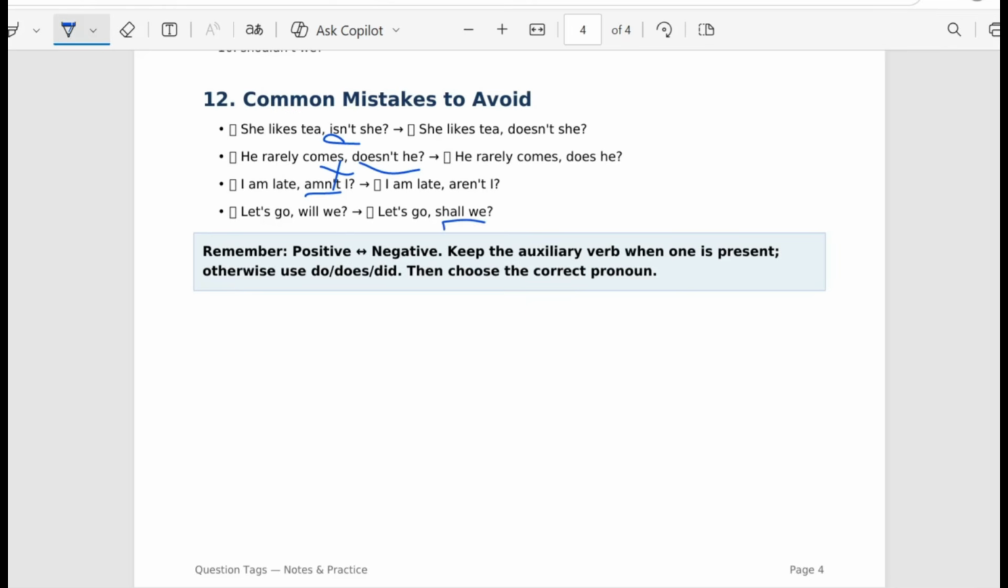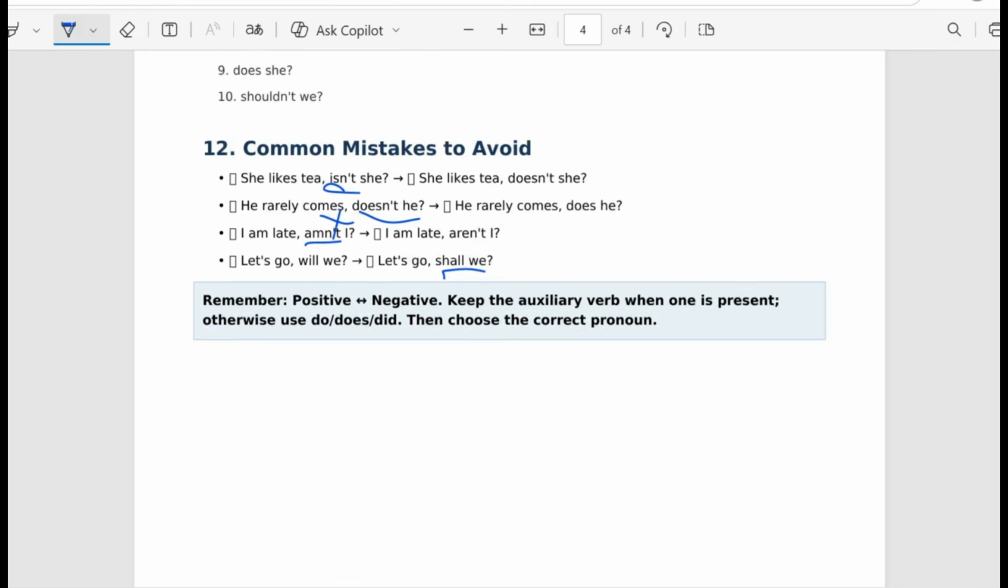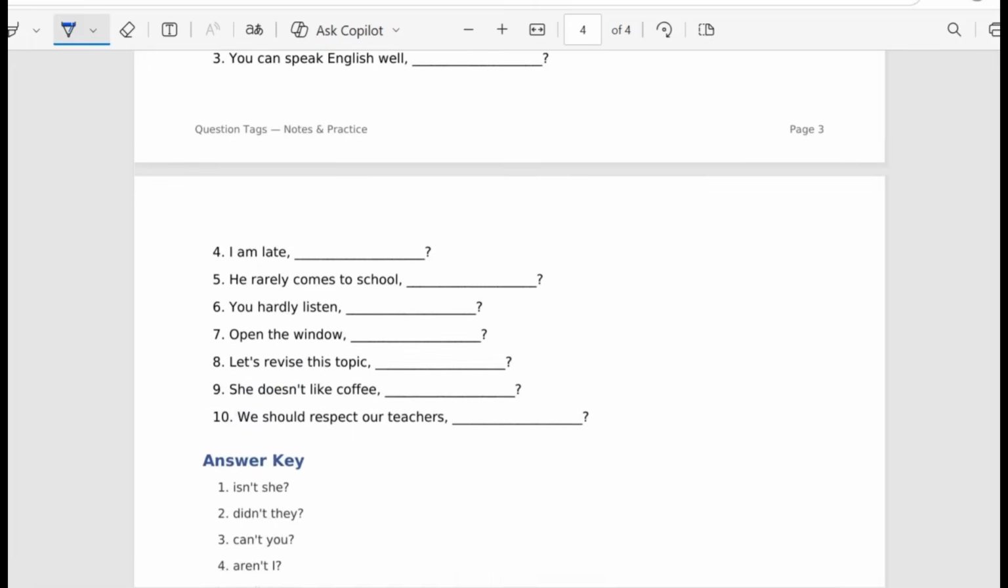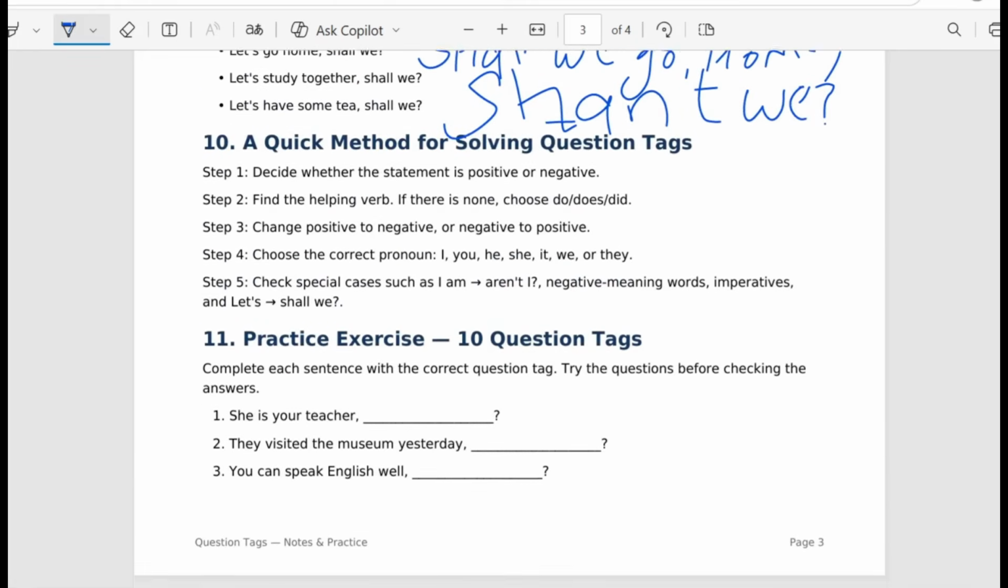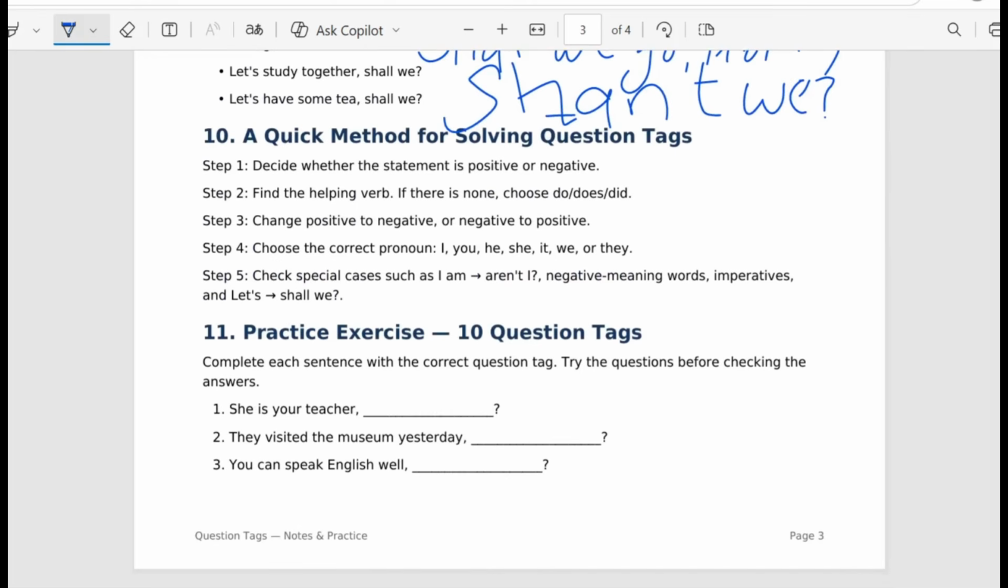Remember, positive is equal to negative. Keep the auxiliary verb when one is present. Otherwise use do, does or did. Then choose the correct pronoun. There are those practice questions. I'm going to answer the first three. Then the remaining seven you can do as your own test.